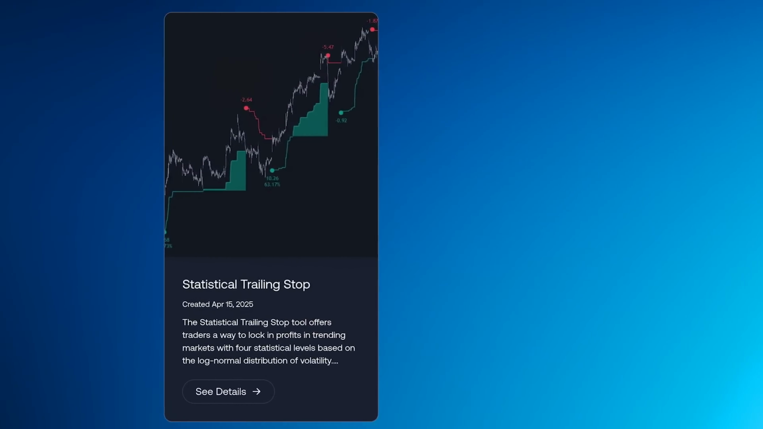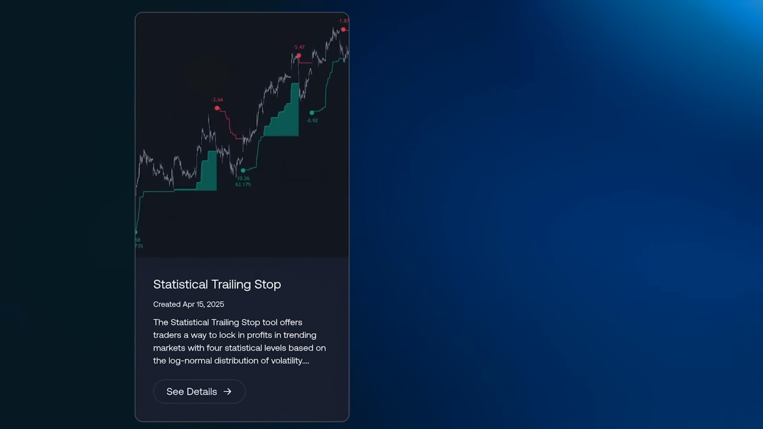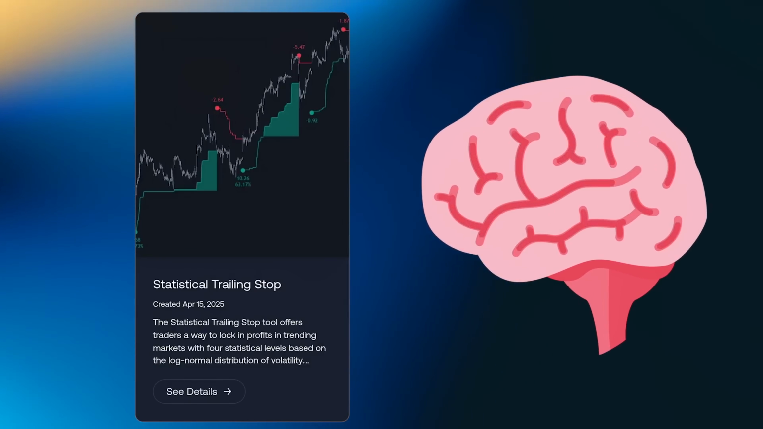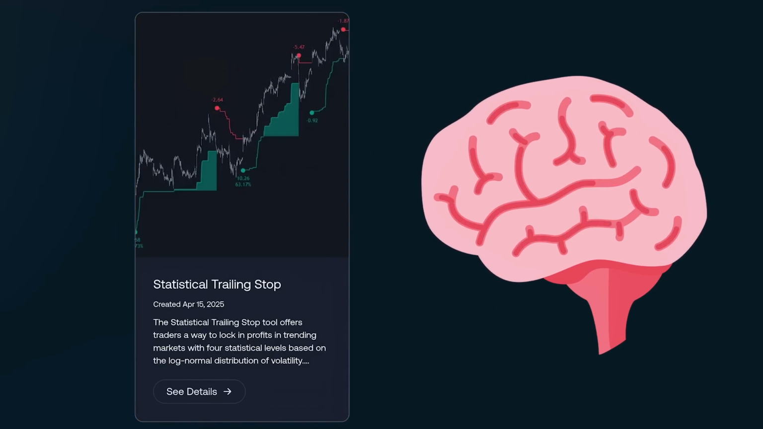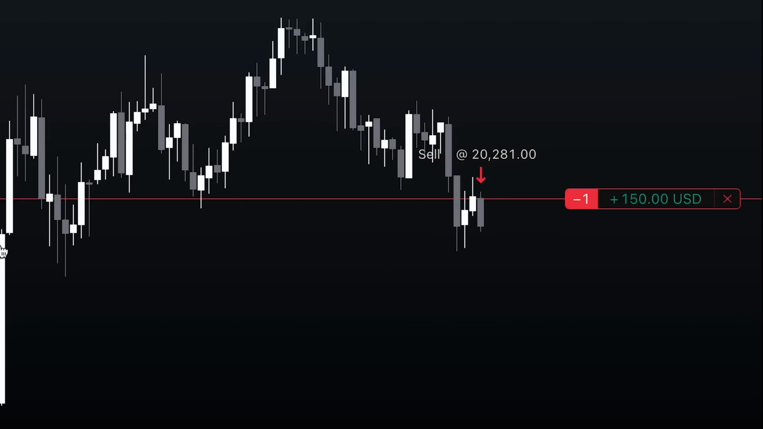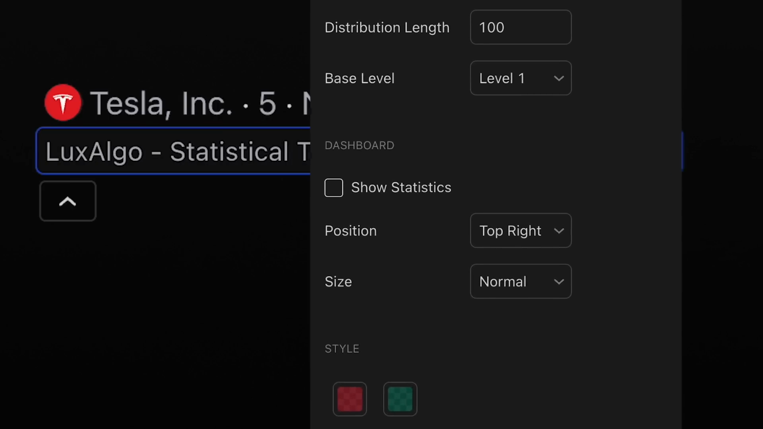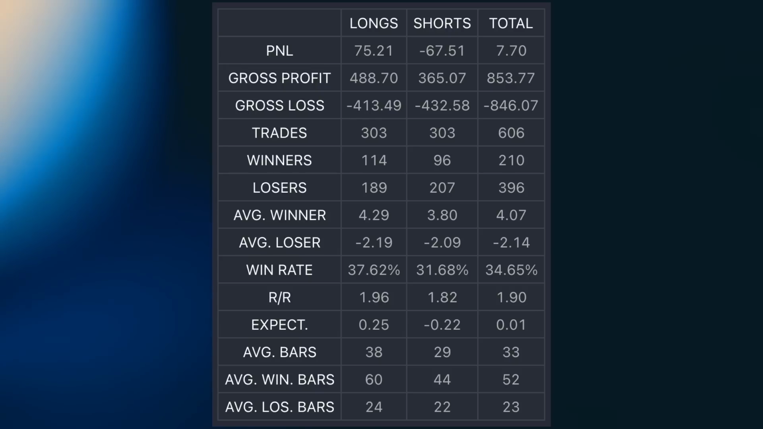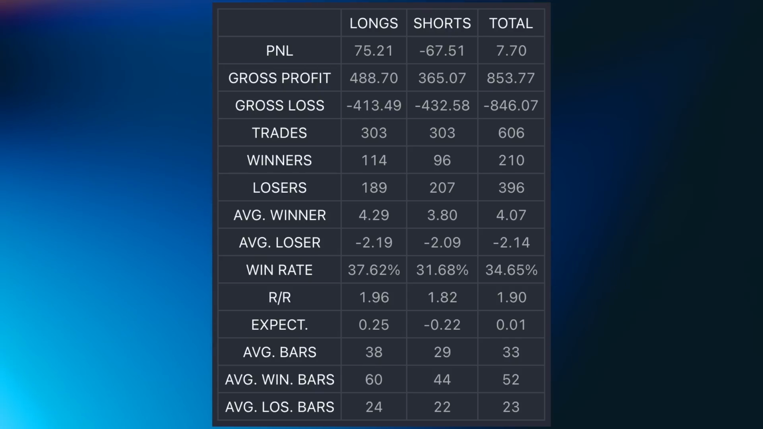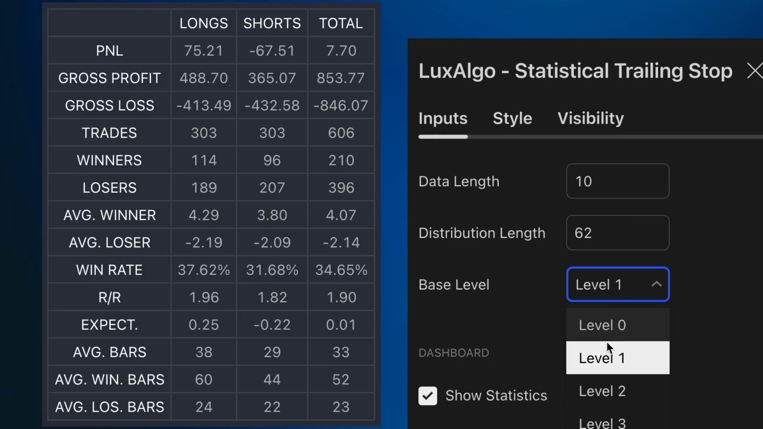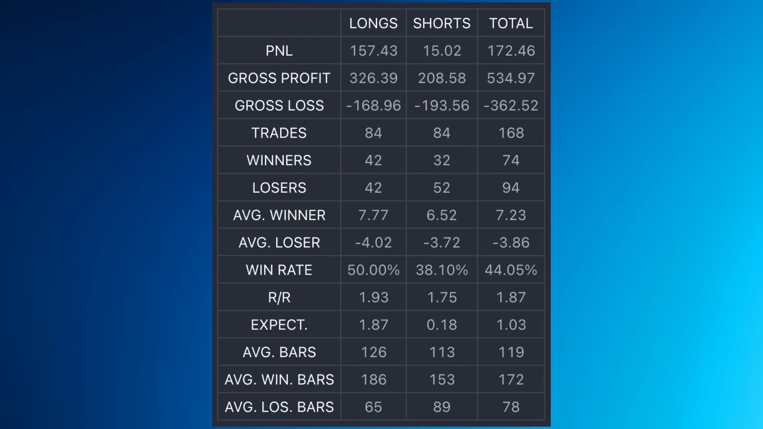As always, no indicator is a crystal ball, and the Statistical Trailing Stop is no exception. It's a powerful tool, but it should be used alongside your own analysis for the best results. No matter your trading style, one thing remains true. Every position should be protected with a stop loss. By integrating the Statistical Trailing Stop at the entry stage, you can enable the built-in dashboard to instantly view how the current stop settings have performed historically. This allows you to tweak your settings in real time, optimizing the trailing stop before you even enter the trade.